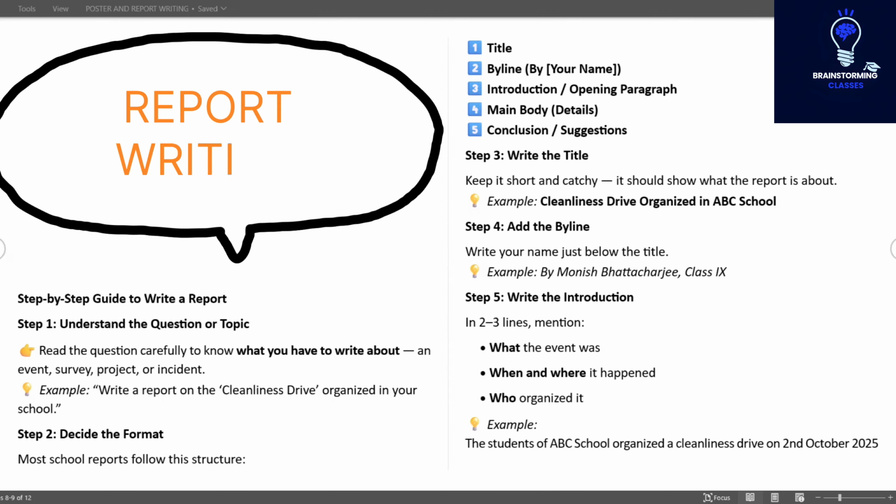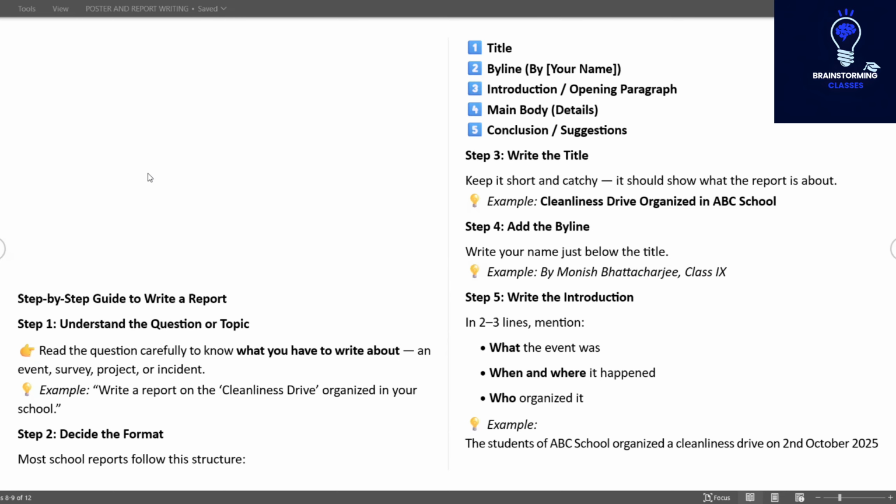So let us understand how to write a report. To start writing a report, you have to understand the question or the topic of the report. After understanding the topic, you have to be very clear about what you have to start with. Now, if I say, write a report on a cleanliness drive organized by your school or school committee, or a cleanliness drive organized in your school.